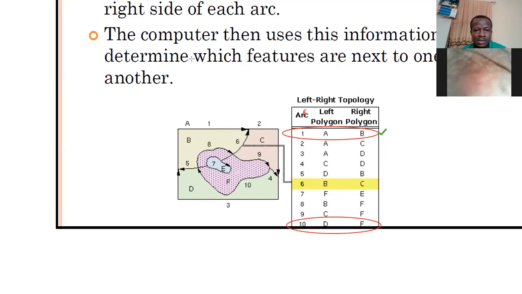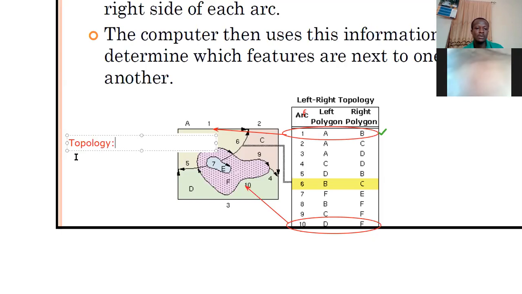Okay, so that is how we do it. This is how we do it. So for 10 and then for 1, this is what we have. So this is how contiguity works. A few things that we have learned in topology.